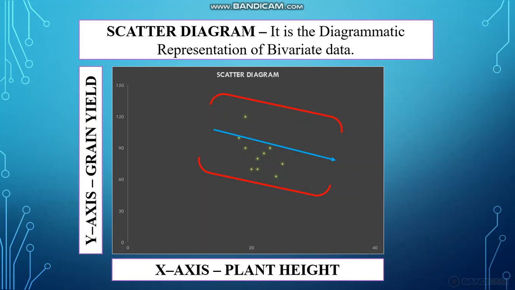If we draw a line through the center of this region, the line will move from top to bottom, which implies that if the variable x increases, the variable y decreases. That is, if the plant height increases, the grain yield decreases. So based on the scatter diagram one can also find the correlation. The scatter diagram will be helpful for finding the correlation between the variables.